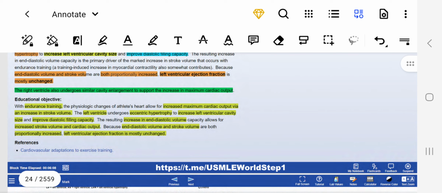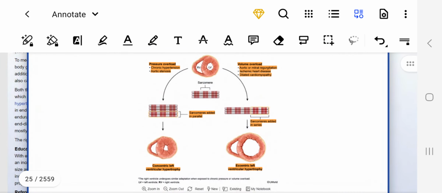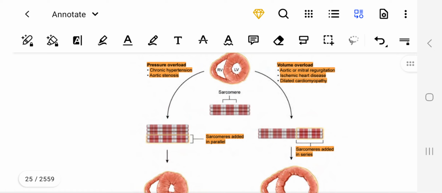The left ventricle undergoes eccentric hypertrophy to increase left ventricular cavity size and improve diastolic filling capacity, as I mentioned. All these things increase end diastolic volume, stroke volume, and cardiac output, right? End diastolic volume and stroke volume are proportionally increased, so left ventricular ejection fraction is mostly unchanged. I talked about the difference between eccentric hypertrophy and concentric hypertrophy.